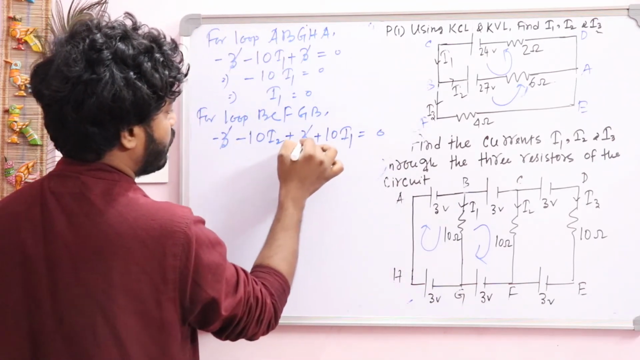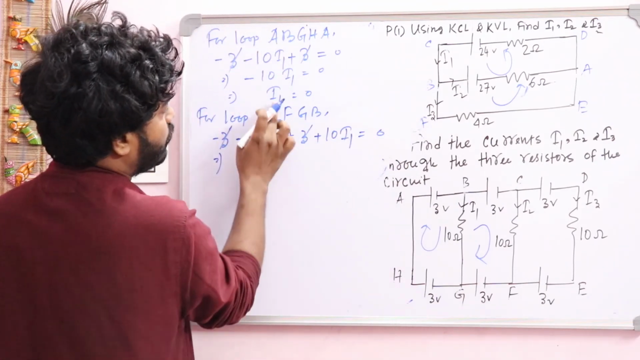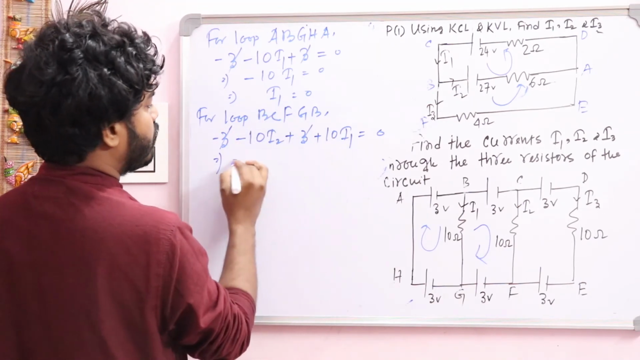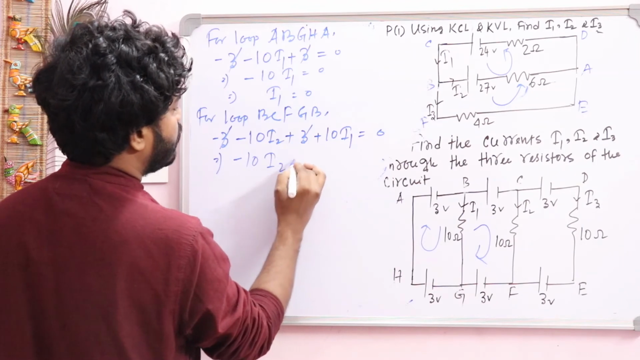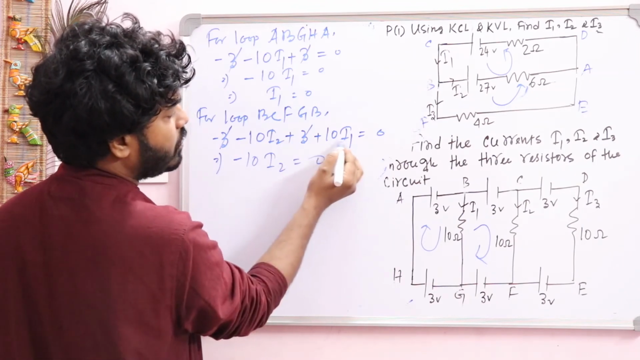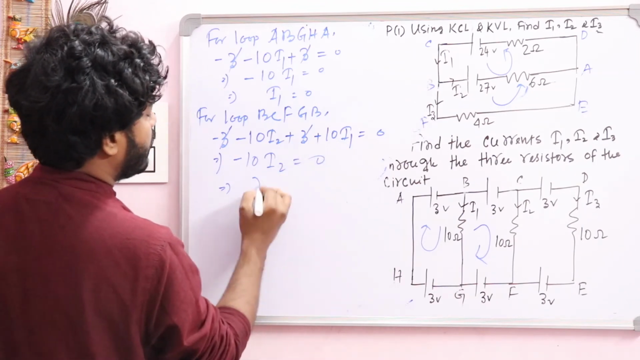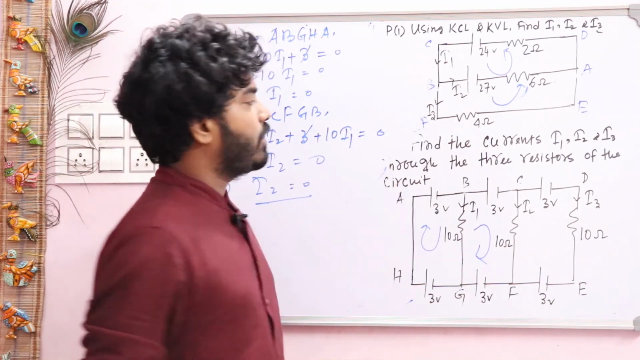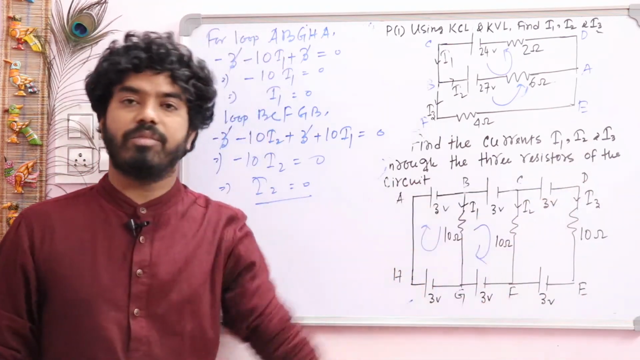Here -3 plus 3 cancel out. You know the value of I1, that is 0, 0 into 10, that is 0. So -10 I2 is equal to 0. I1 is 0, so this value is 0. That is, here also the value of I2 will be 0. The value of I2 is also the same, 0.